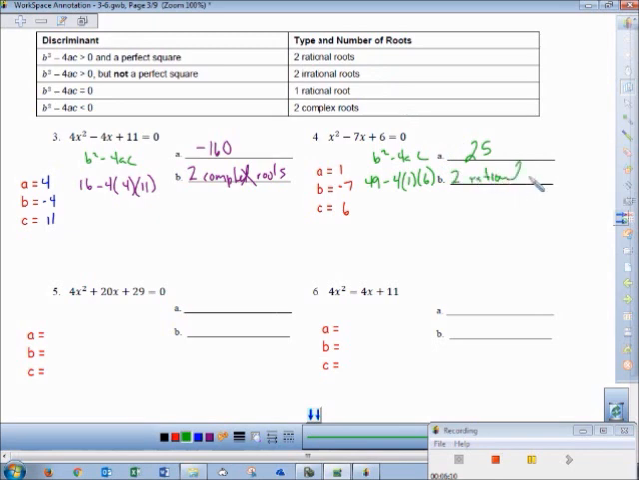Remember, this is part of the quadratic formula, and since you're square rooting, this is the number underneath the radical, and since 25 is a perfect square, you're going to get two rational answers. It's going to come out real nice. So, a couple more.